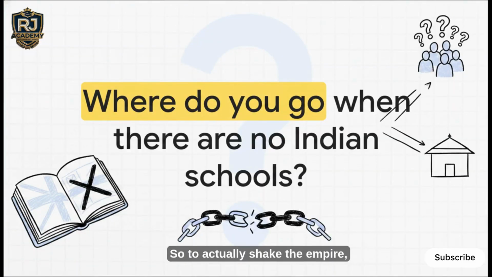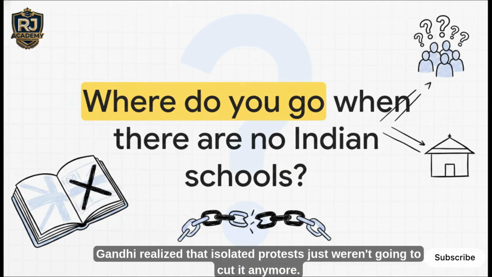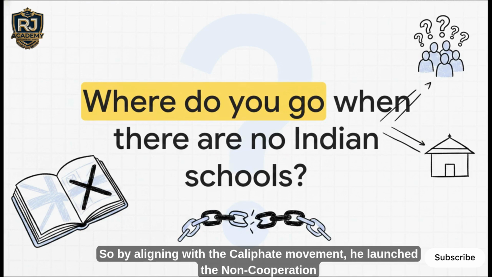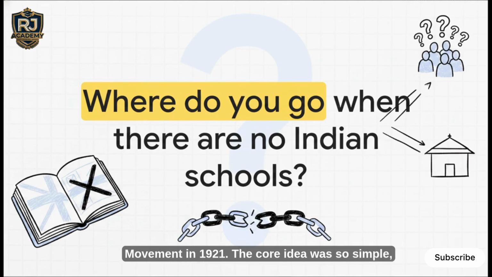Moving right along to Section 2, the non-cooperation movement. So to actually shake the empire, Gandhi realized that isolated protests just weren't going to cut it anymore. He needed a unified front of Hindus and Muslims. So by aligning with the Caliphate movement, he launched the non-cooperation movement in 1921. The core idea was so simple: just stop cooperating and the British rule collapses.